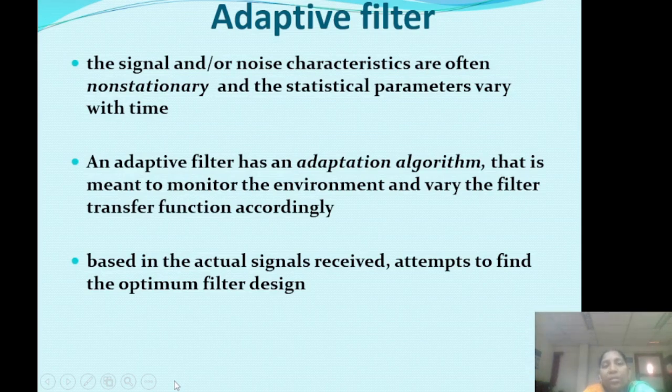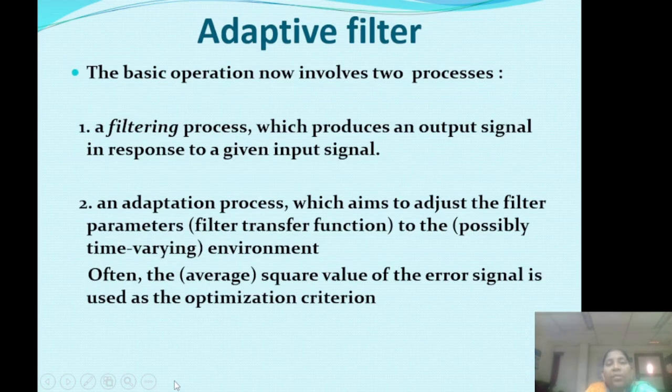This adaptive filter functions using an adaptation algorithm. Basically it receives the signal and processes it so that we can completely eliminate the noise and retrieve the original signal. In this adaptive filter process there are two steps involved: one is the filtering process, and the other is the adaptation process. The filtering process produces the output when you give the input signal, and the adaptation process adjusts the filter parameters, the filter transfer function, in a time varying environment.